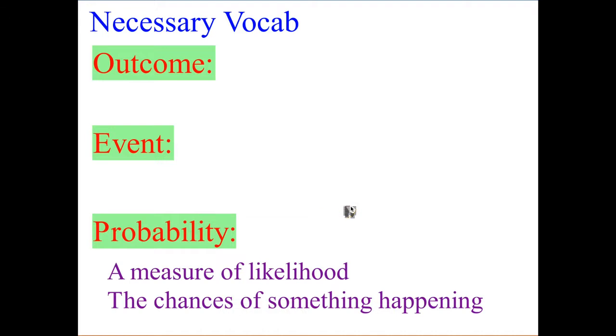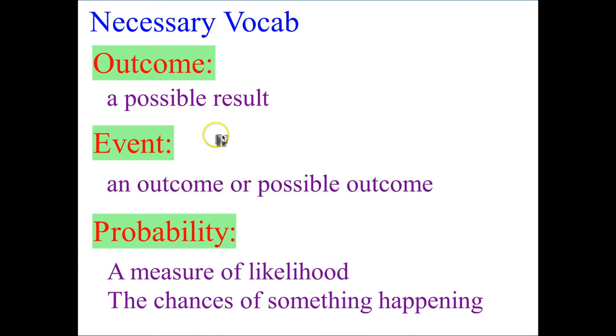Probability is really just the measure of likelihood, how likely something is to happen, right? And it's also the chances of something happening, okay? And so in order to do that, we're going to talk about outcomes, which are possible results. And then we're going to talk about events. Events are actually things that you're going to test. Like if you're flipping a coin, you find the probability of the event. One case might be the probability of flipping a coin and getting heads. So getting heads would be the event, right?